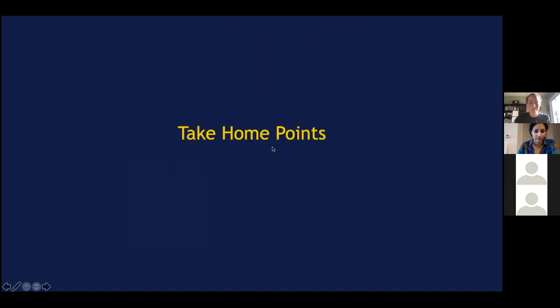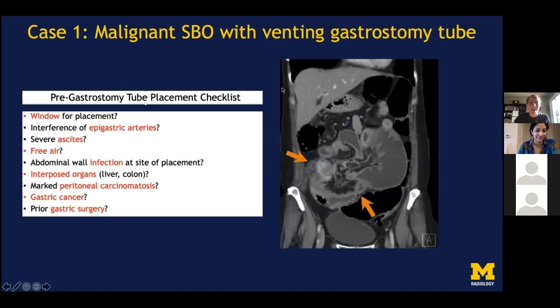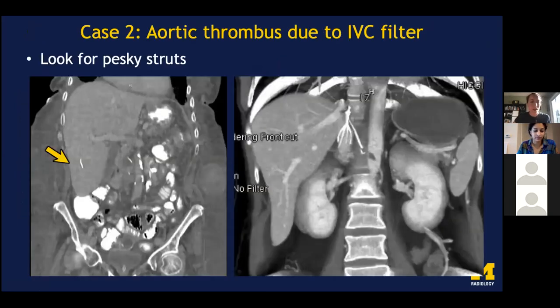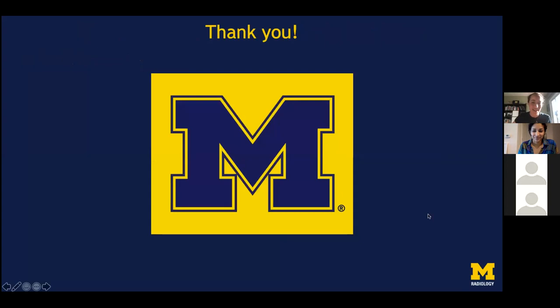Just two take-home points since they're just the two cases. Our first case was a malignant small bowel obstruction with a venting gastrostomy tube that was placed. Make sure to keep this pre-gastrostomy tube checklist in mind and consider alternative approaches to placement, like a transesophageal or infracolic approach if the patient has a contraindication to normal gastrostomy tube placement. And then our second case was this aortic thrombus due to an IVC filter. Just look for those pesky struts because they can hide anywhere and cause complications. Thank you very much.